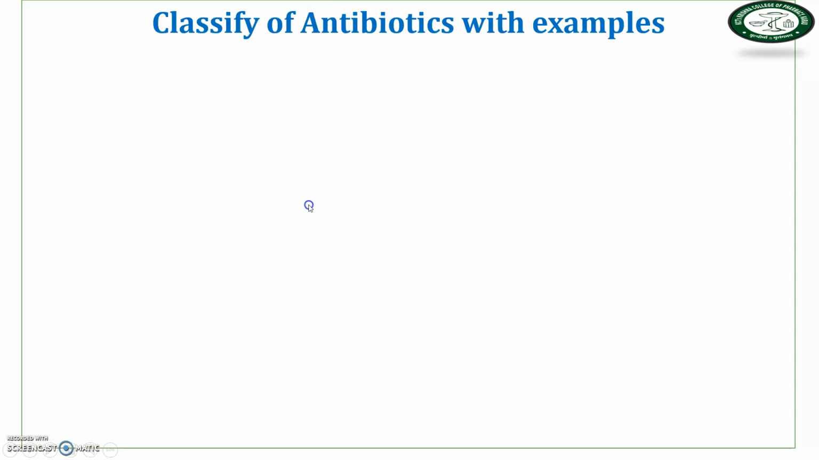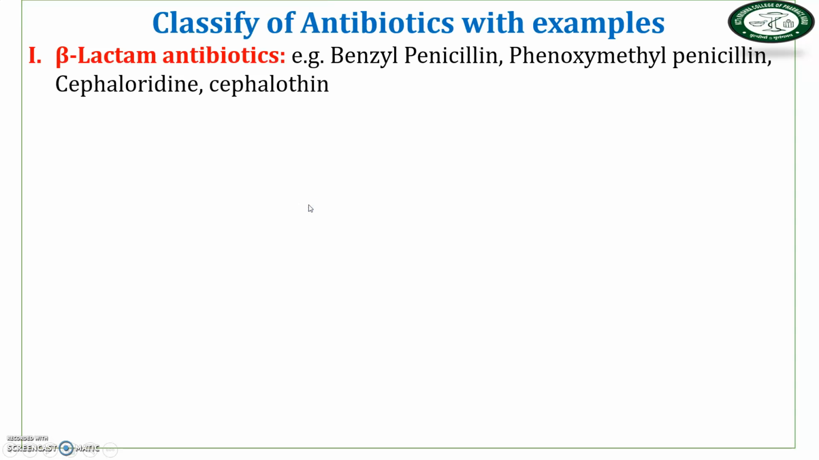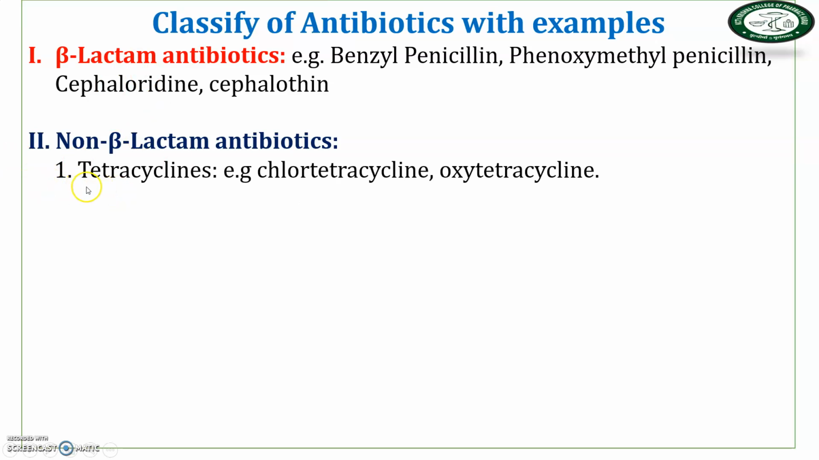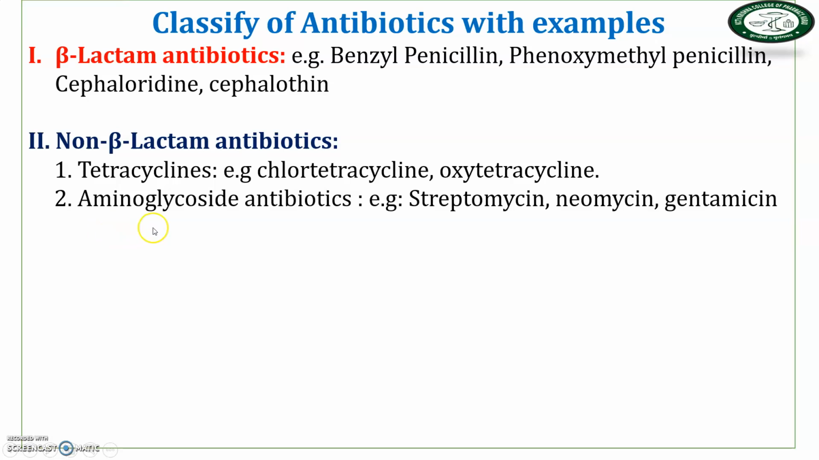Next, classification of antibiotics. The first class is beta lactam, containing examples benzyl penicillin, phenoxymethyl penicillin, also called penicillin V, cephaloridine and cephalosporin. The second class is non-beta lactam antibiotics. First is tetracycline, examples are chlortetracycline and oxytetracycline. Second, aminoglycoside antibiotics, examples are streptomycin, neomycin, gentamicin.